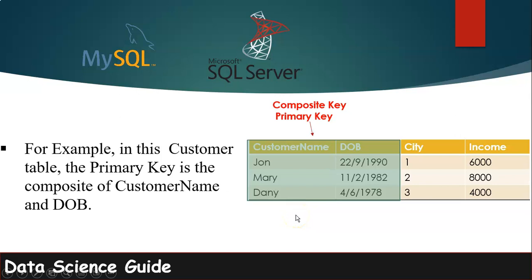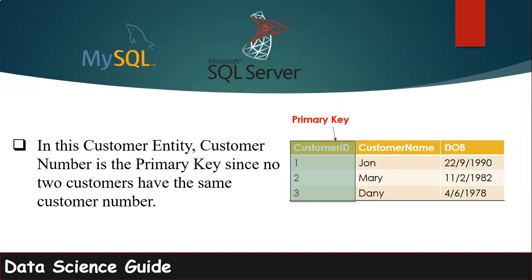Because in this case, it is very rare to find a customer that has the same name and date of birth. You might find some customers have the same name, and you might find some other customers with the same date of birth. But there is no way to find a customer that has the same name and the date of birth at the same time. That's why these two columns together make a primary key that represents all other fields in the table.